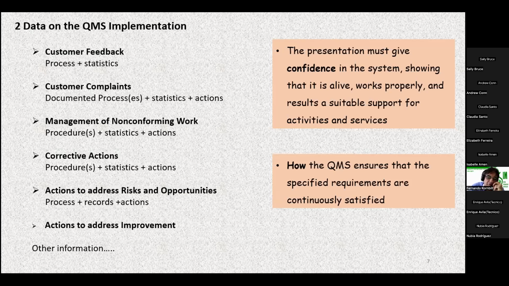It has to show that the system is reliable, that it's alive, that it works properly, and that it's an adequate support for your activities and services, and that it operates in an ongoing manner, that requirements are complied with constantly. So that's what chapter 2 deals with.